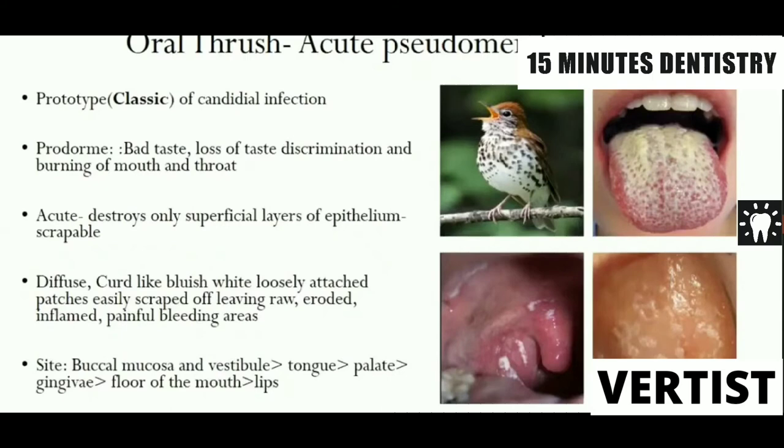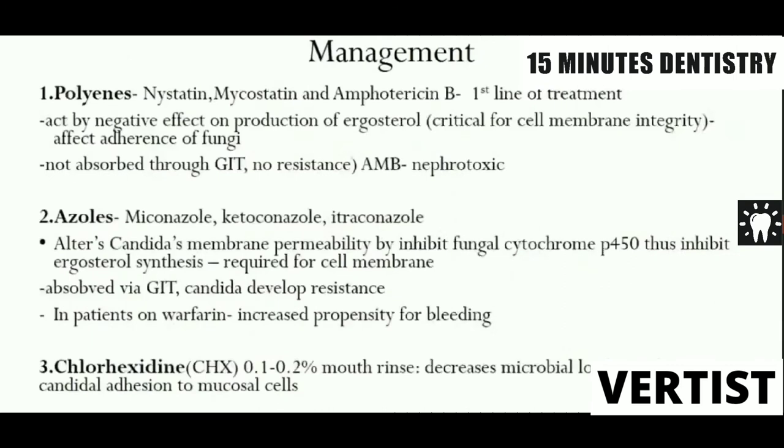So what we can see are diffuse, curd-like, bluish white, loosely attached patches, which can be scraped off. And once we scrape off, what remains is a raw, eroded, inflamed, painful bleeding area. Now, how do we manage? By antifungals, both polyenes and azoles, and even chlorhexidine actually prevents the adhesion of the fungal mycelia onto the epithelium.